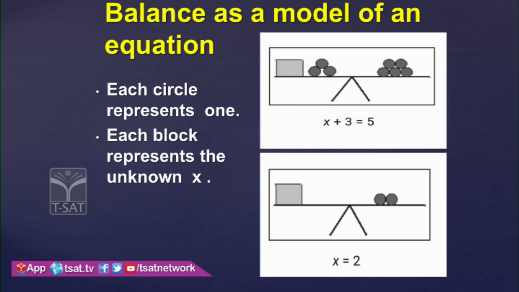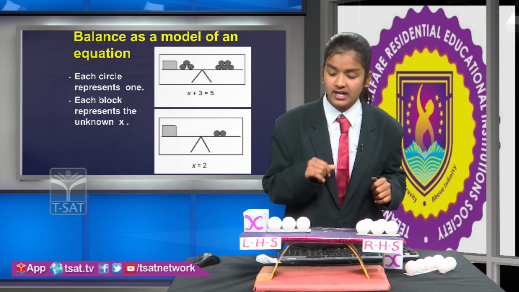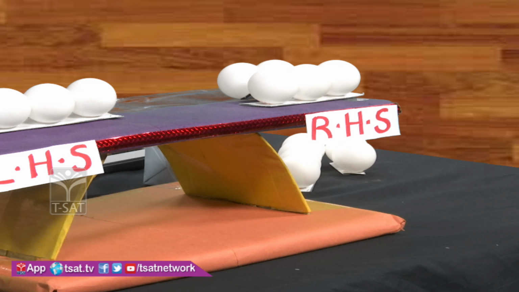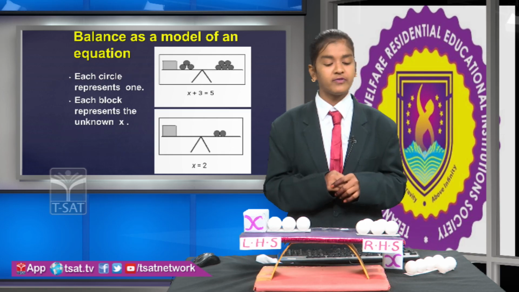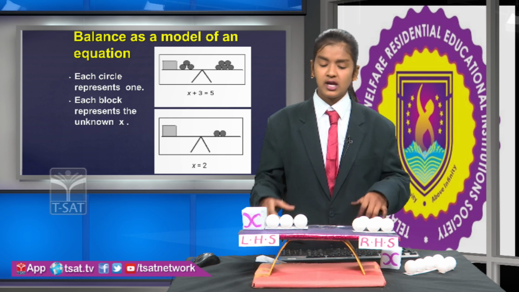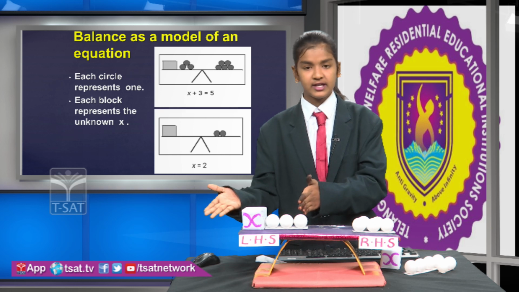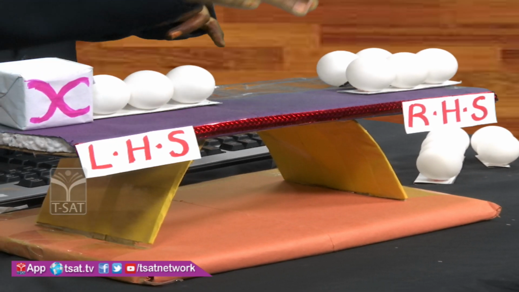So friends, look at this balance. Now let's see how this balance works as a model of simple equations. So friends, on the left hand side there is a block and 3 balls, which means x plus 3. And on the right hand side there are 5 balls, which means 5. So friends, now this is a balanced situation, which means left hand side equals right hand side. So the equation is x plus 3 equals 5.